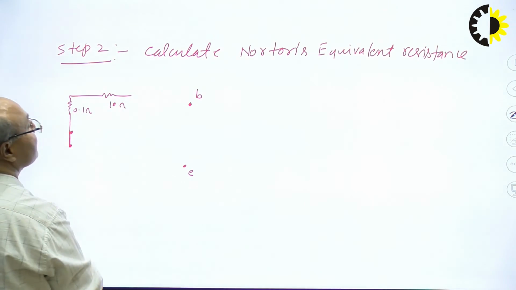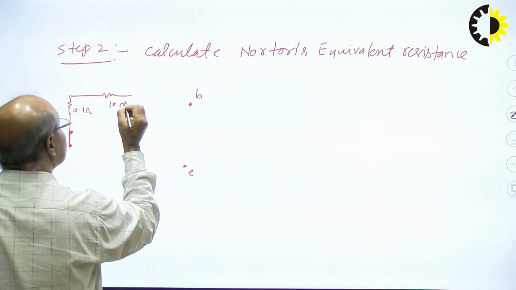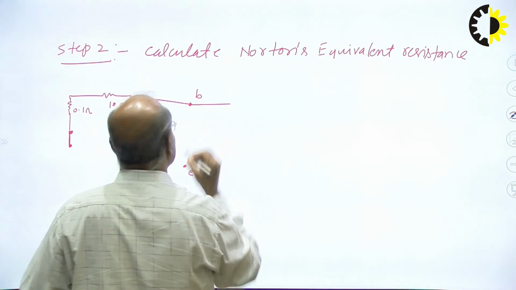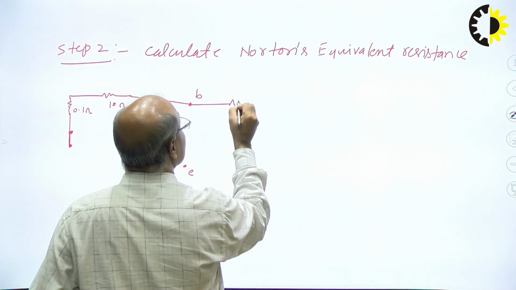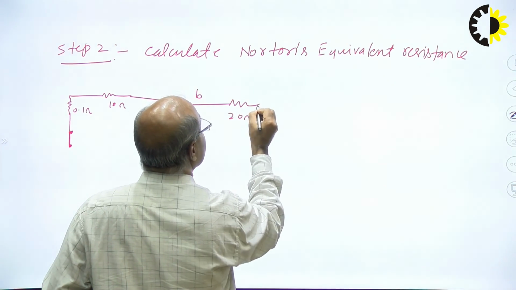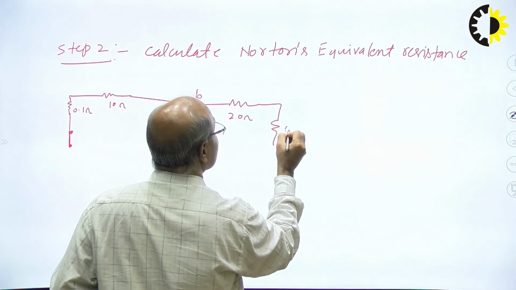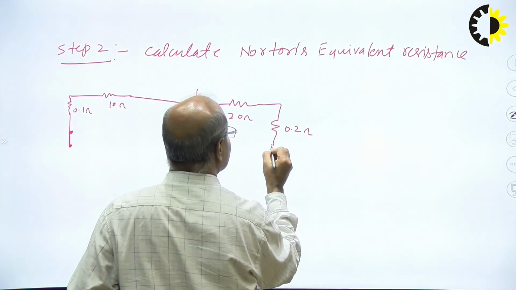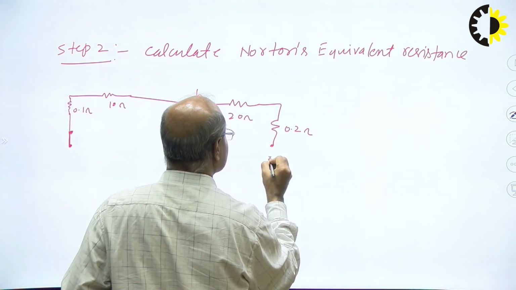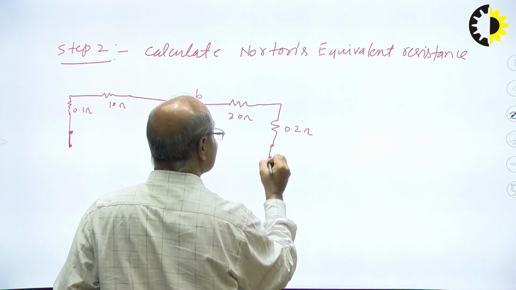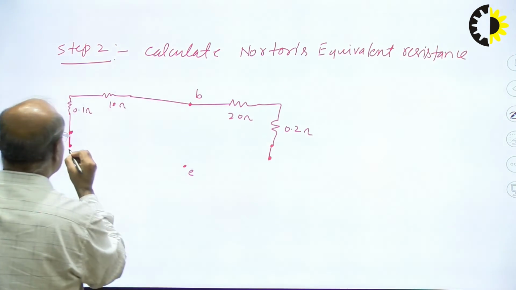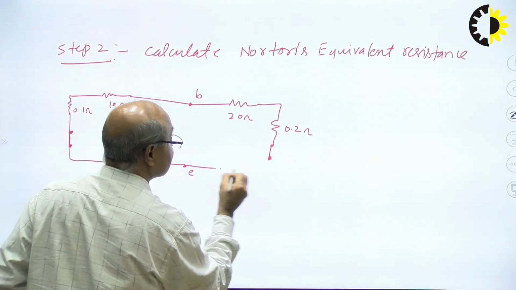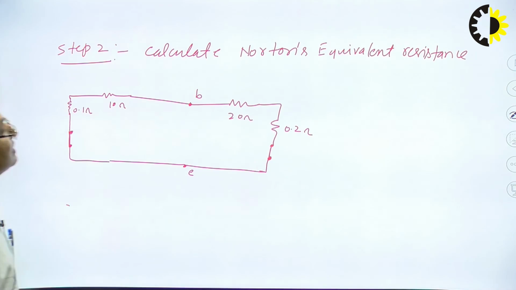So 10 ohm here, and after this our terminal B was there, and moving further, here was a 20 ohm resistor, and here was a 0.2 ohm resistor, and here was your voltage source. Here was again a voltage source. The internal resistance of a voltage source is 0, hence short circuit. And now we can say that this will be our circuit.